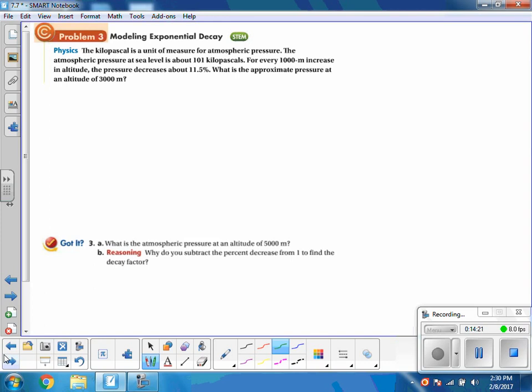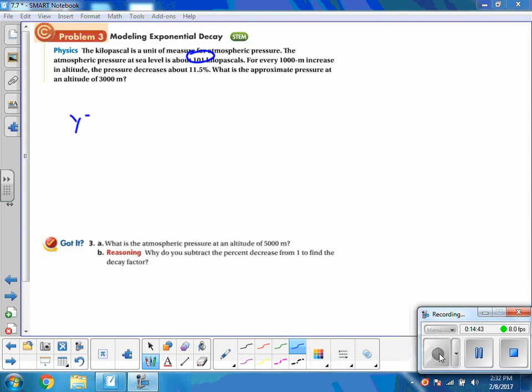Let's see, the atmospheric pressure at sea level is about 101 kilopascals. For every 1,000 meters increase in altitude, the pressure decreases about 11.5%. What's the approximate pressure at an altitude of 3,000 meters? Okay, let's look at the different pieces we know.